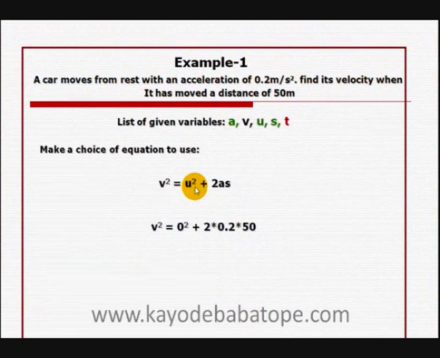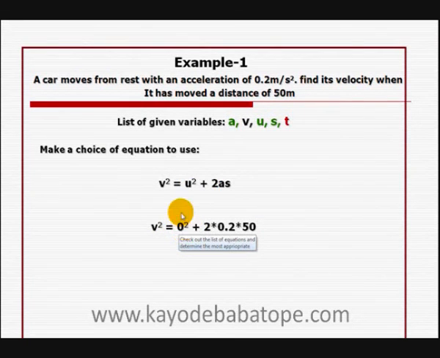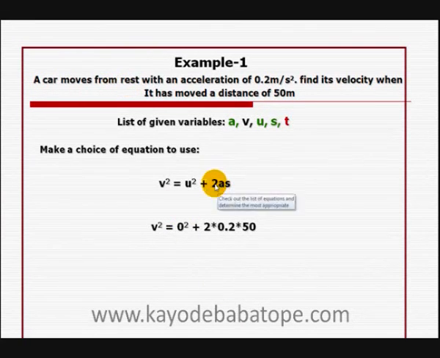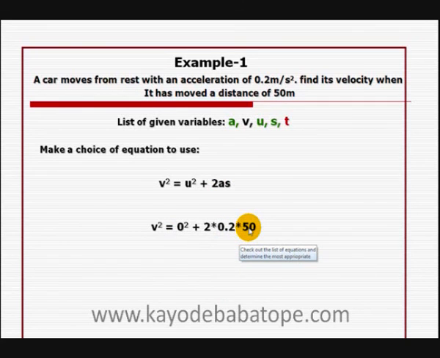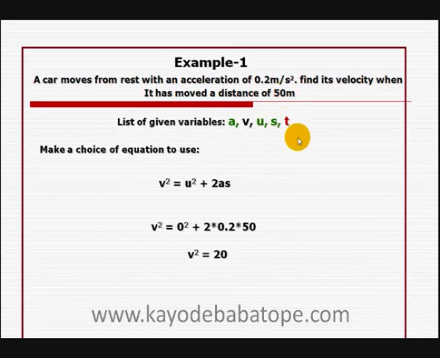v squared equals u squared plus 2as. So v squared equals 0 squared, remember, because the body is beginning from rest. Initial velocity is 0. Then 2 times acceleration times 50. One more point you need to check out is that you are working in a consistent set of units, which is the case here. Acceleration is in SI units, and then your distance is in SI units. So that's good. You are in a consistent set of units. So here we have v squared equals 20, and we have v equals the square root of 20, which is approximately 4.47 meters per second.